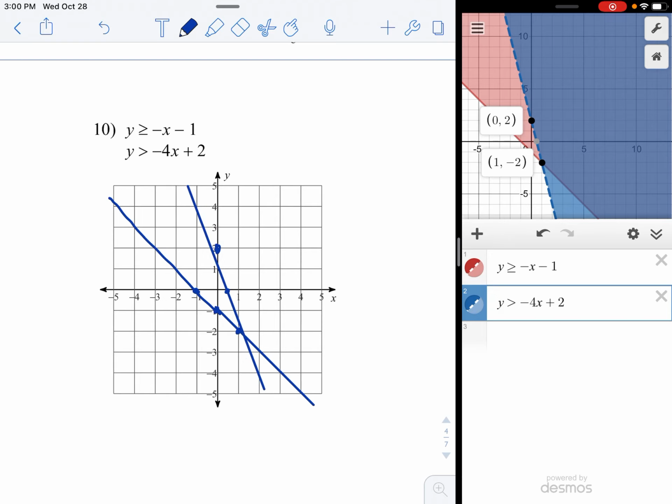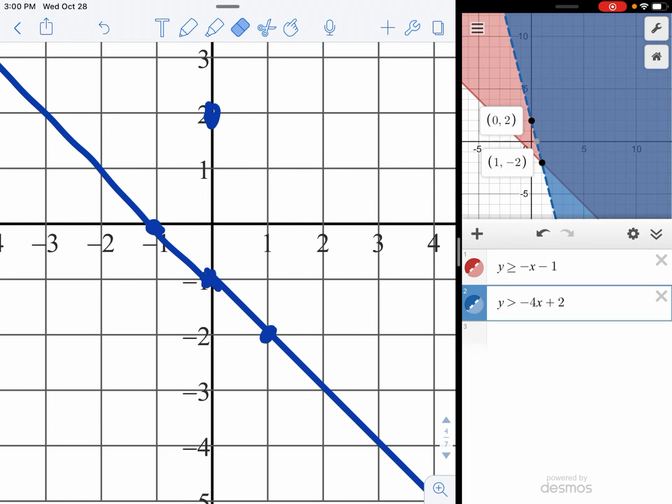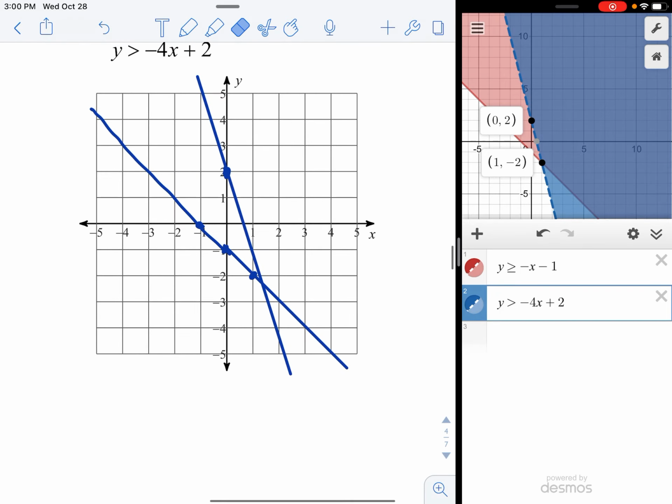Oh, I'm doing a horrible job at drawing this. All right, we'll call that good enough. Here, pretend like that point doesn't really exist. Good enough. Now, where are they overlapped? Is it down here, down here, or up there? Lower left, lower right, upper right. If you look on the screen, the darkest area is up here, so that's what you want to shade in.